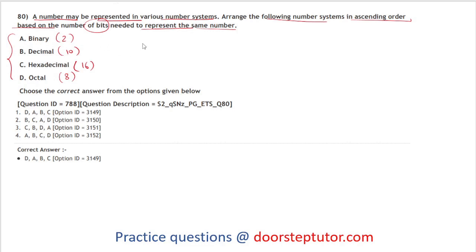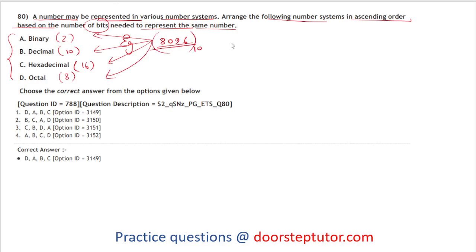So for solving this question, we can take an example. We have to take any number. So let's consider the number 8096, and this number should be represented in binary, decimal, hexadecimal and octal. So let us convert this number into different number systems. So 8096, this is in decimal.